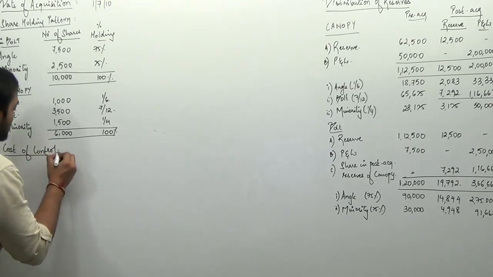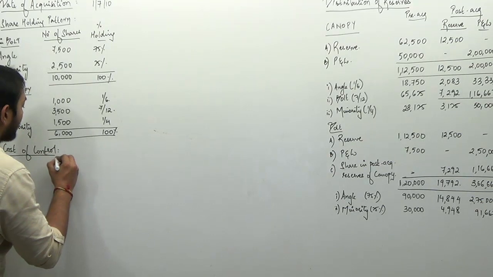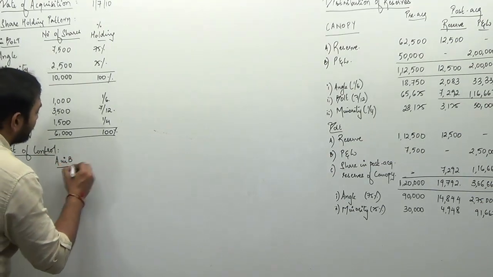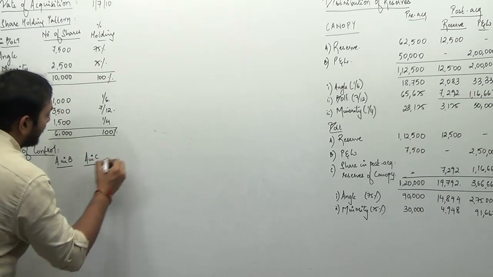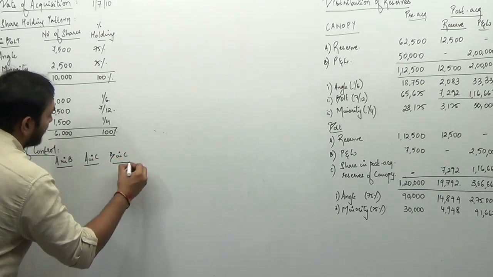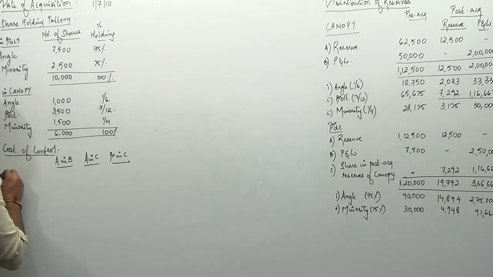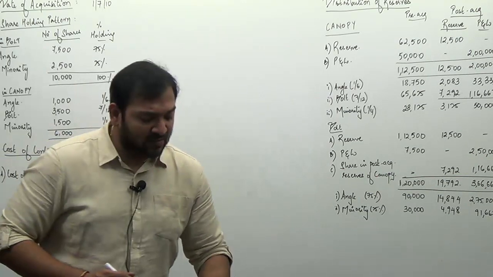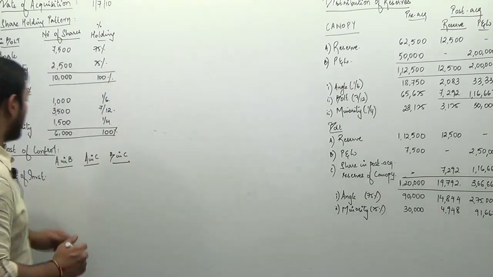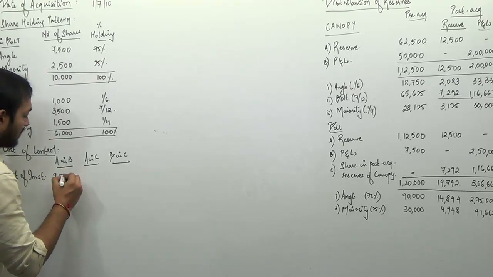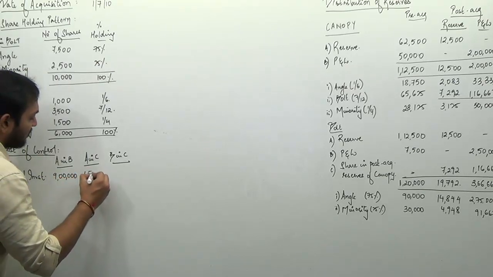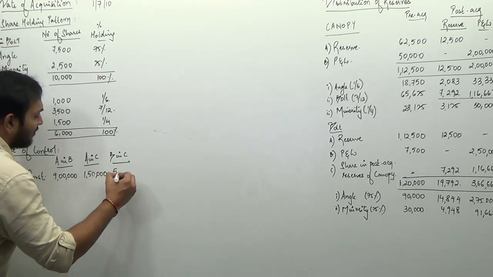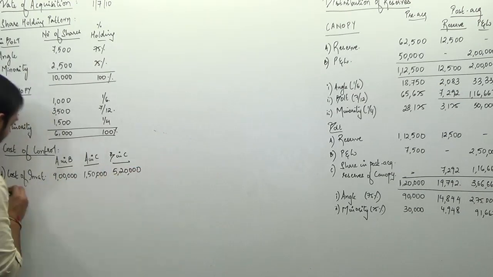I'll need three cost of controls: Angle in Bolt, Angle in Canopy, Bolt in Canopy. Start with your cost of investment. Cost of investment, check your asset side: 9 lakhs, 1 lakh 50, 5 lakh 20. Deduct the amount of pre-acquisition dividend from this.